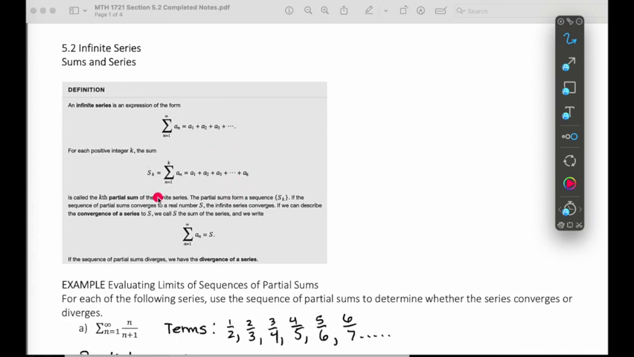Now, the idea of the partial sums is very important because that's going to help us determine whether or not the series converges or diverges. If the limit of the partial sums approaches some value and converges, then the series will converge. If the limit of the partial sums diverges and doesn't approach some value, then the series is going to diverge.